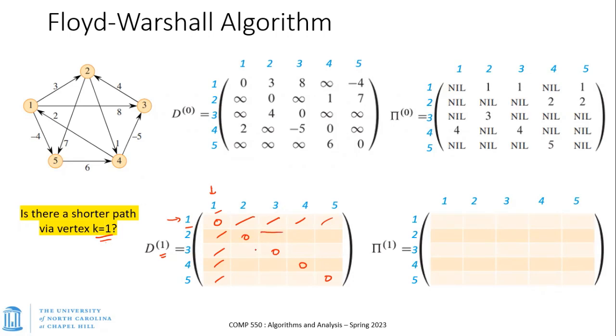All right, so the interesting question comes up when we look at this case over here. Let's take a look at going from i equal to 2 to j equal to 3.